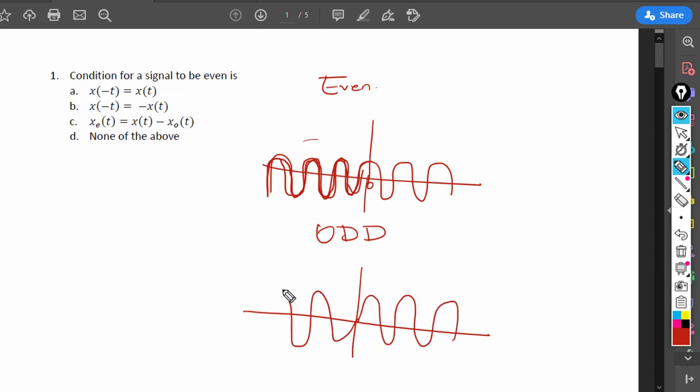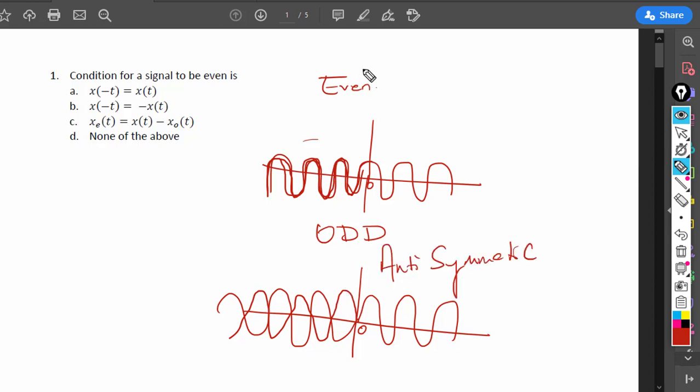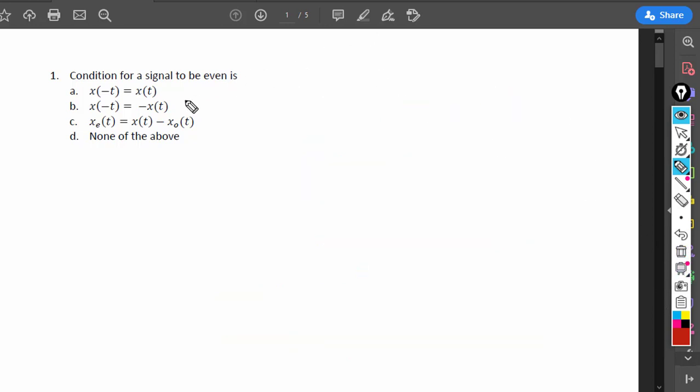Sine wave starts from 0, right? Now, if you fold this signal across time t is equal to 0, what happens? They overlap, but they overlap in the opposite direction, something like this. These kinds of signals are called anti-symmetric, and the other signal is called symmetric. Now, let us see the condition.